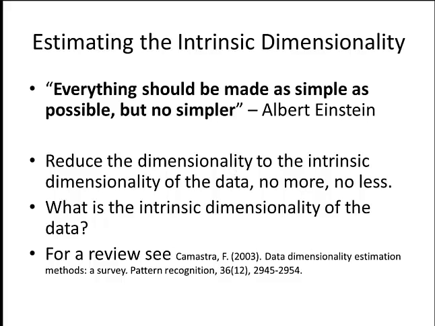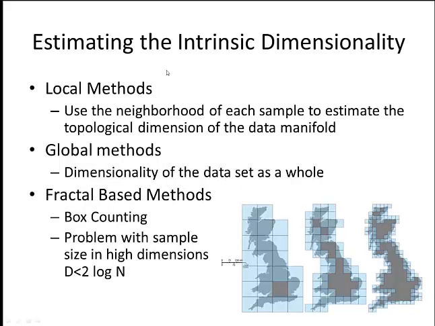So the next question is, what is the intrinsic dimensionality of the data? There are many methods to address this question. They can be broadly classified into three. Local methods use local information, looking at the nearest neighbors of each sample to try to estimate the topological dimension of the data's manifold embedded in the very high dimensional space. Global methods take the data set as a whole. Another broad class is the fractal methods. These are the ones like box counting.